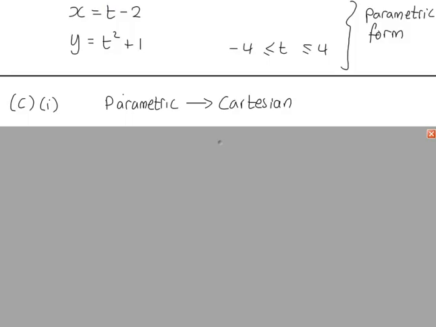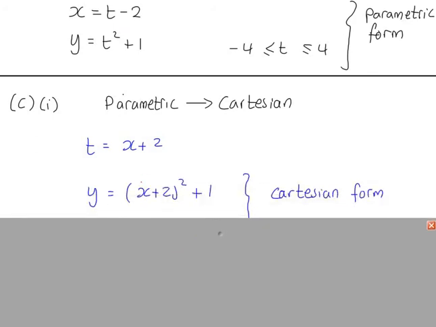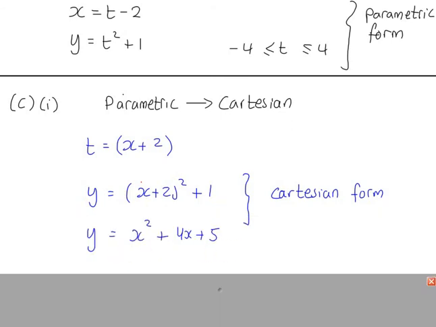Okay, now we're going to try the same thing in Cartesian form. So we need to eliminate the parameter t. I'm going to rearrange this equation to make t the subject, like so, and then I'm going to substitute this t, x plus 2, into here. So then we get y is equal to x plus 2 squared, because it was t squared, this is t, we need to square it, then add 1. So now we have an equation with just x and y. This is the Cartesian form. We have eliminated the parameter t. And then expand the brackets and simplify.